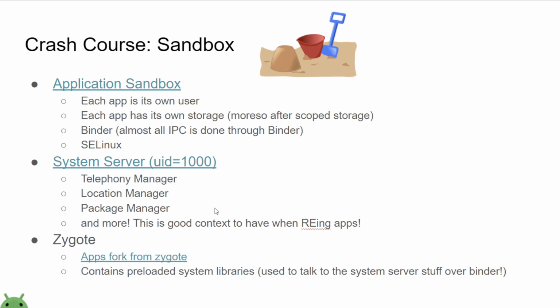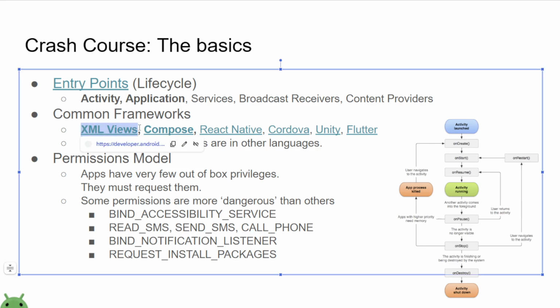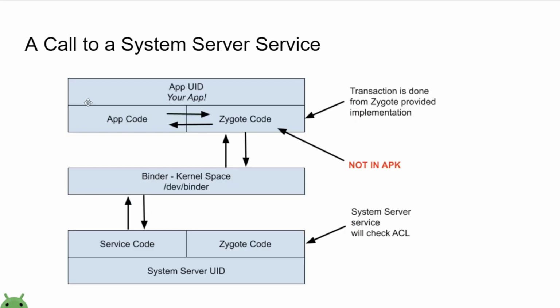It's also going to contain classic UI implementations. So all of the implementations used for XML views would be in the Zygote. That's all defined in AOSP, so you're not actually going to see that code within your app. Just to demonstrate that, let's see what a call to a system server service looks like.